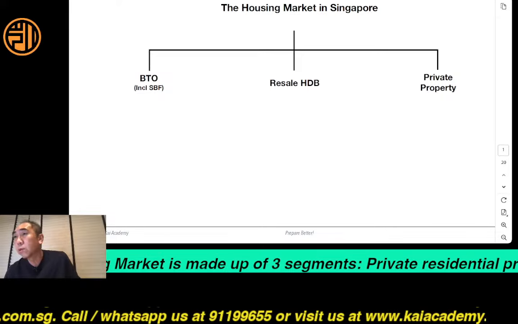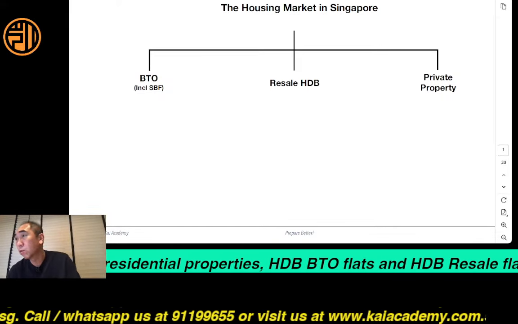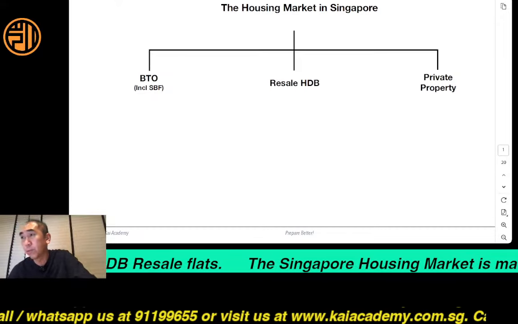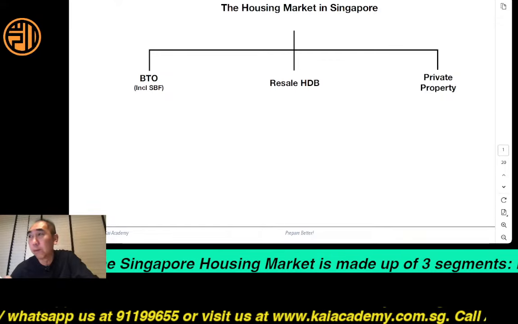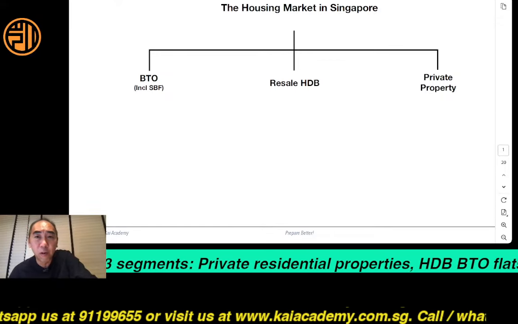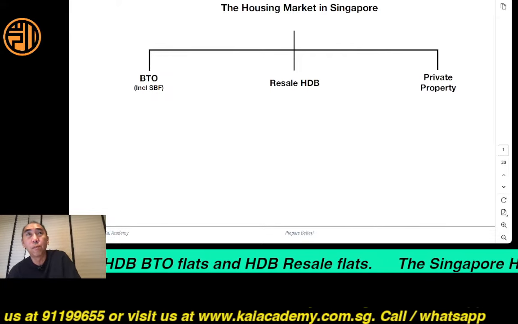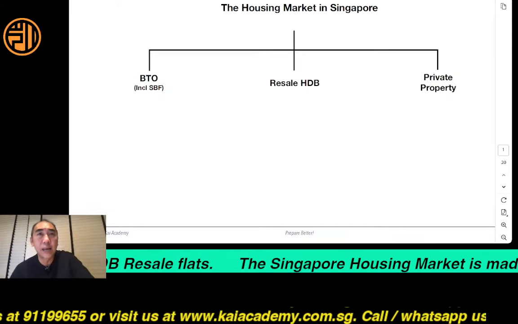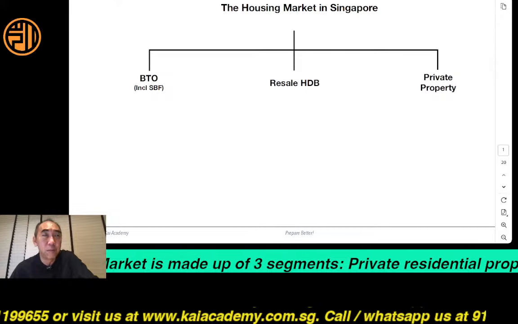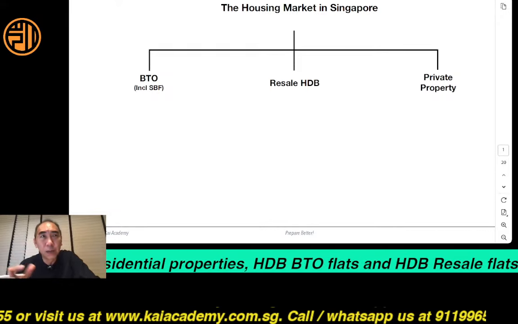So today we are going to look at the housing market in Singapore. First and foremost, the housing market in Singapore is made of three segments. First, you have the BTO segment, which includes what we call SBF, or sale of balance flats. These are the flats that are left over from the previous BTO exercises or from en bloc SERS, selective en bloc redevelopment scheme leftover units that were unsold. But they don't amount to a lot.